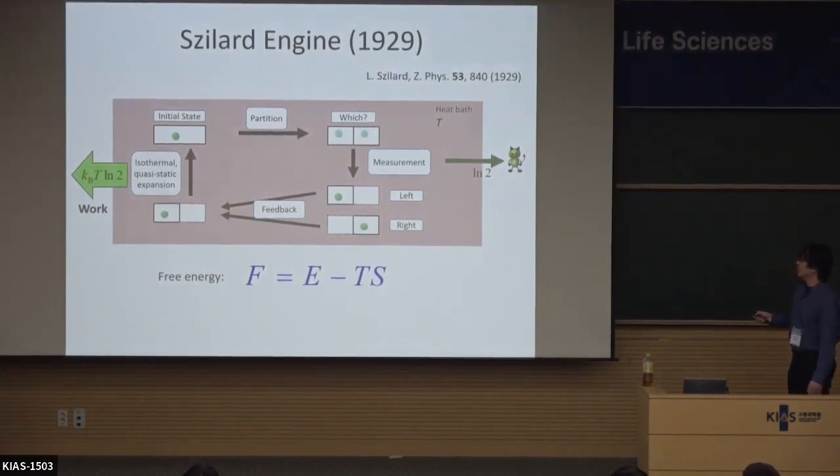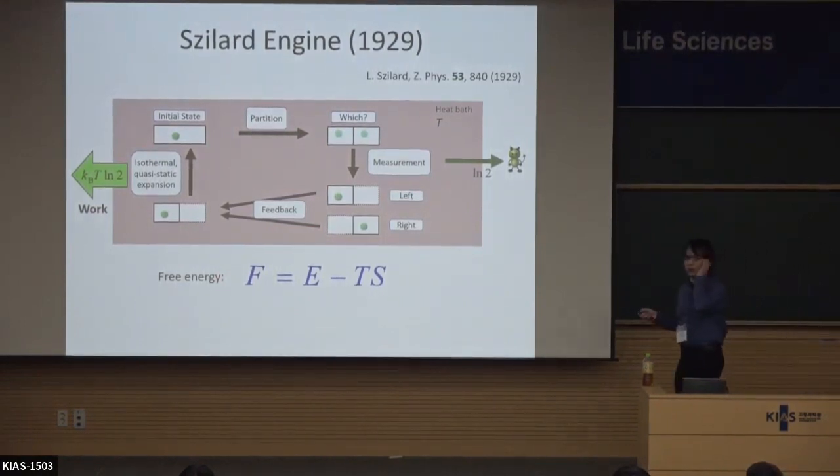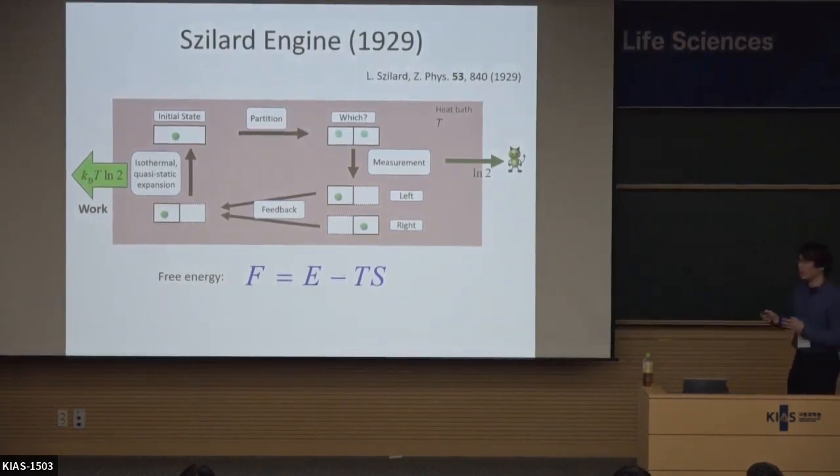In the initial state, the particle is randomly distributed left and right, so we have entropy of log 2. But after the measurement and the feedback, the particle is always found in the left side. So here we don't have any entropy. Entropy is zero here. That is the important operation of Maxwell's demon. Without injecting any work, the entropy of the single molecular gas is reduced by log 2. So this entropy reduction is the essence of Maxwell's demon.